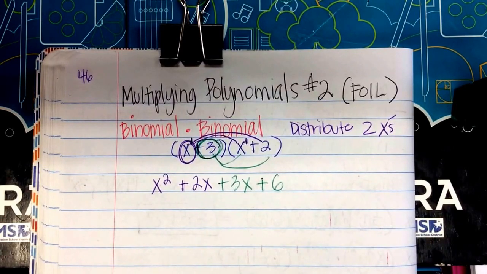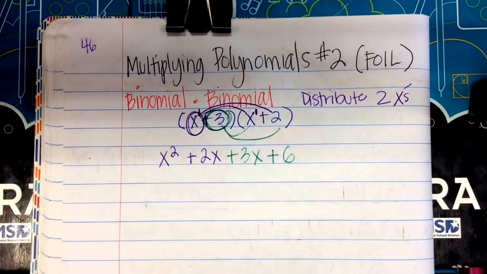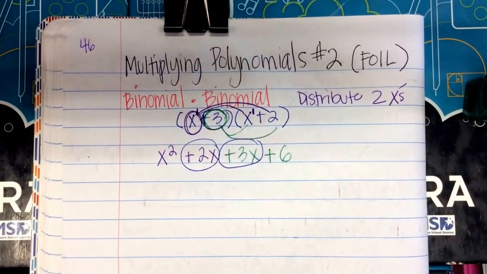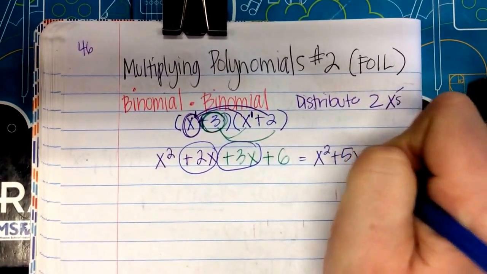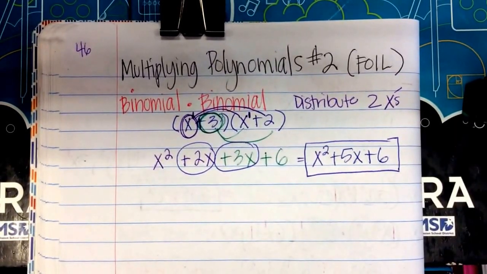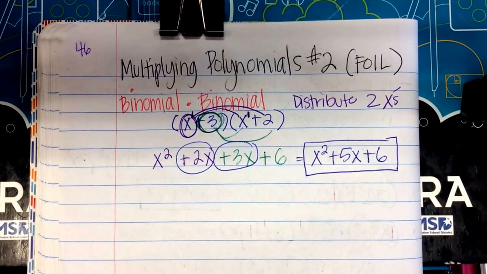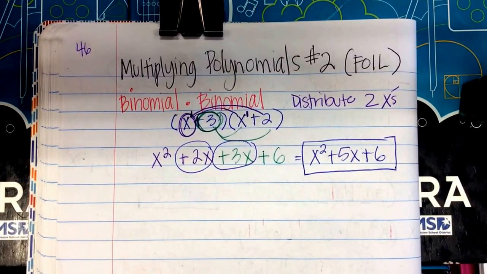After you distribute 2 times, you've got your answer. However, is there a better way to write this answer? These are like terms. So x squared plus 5x plus 6. And that's your final answer. You have to combine like terms. Last night there were no like terms, most likely. Today there will be 2 like terms.